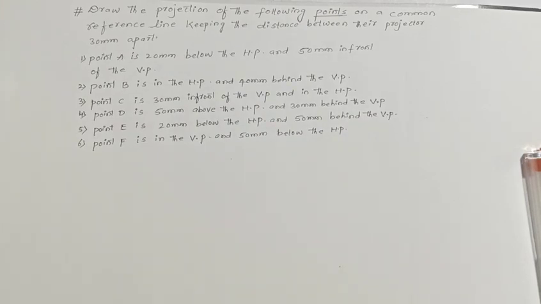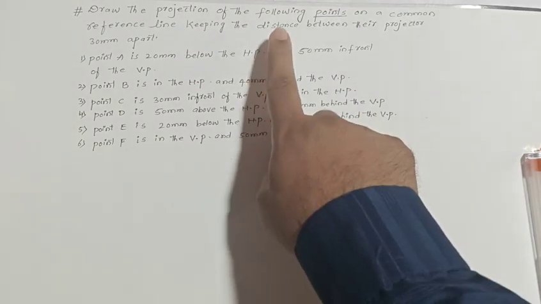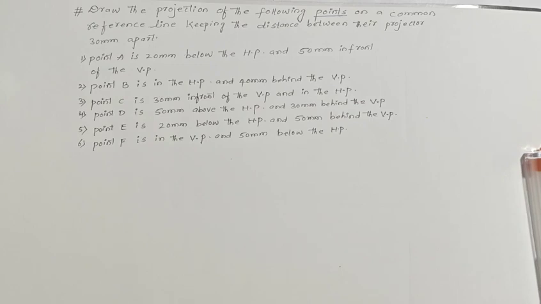Today, in this session, we are going to discuss the problem on projections of a point. This is a miscellaneous problem. Draw the projections of the following point on a common reference line. So, this means that we need to draw one common reference line. This line should remain the same for all the problems.